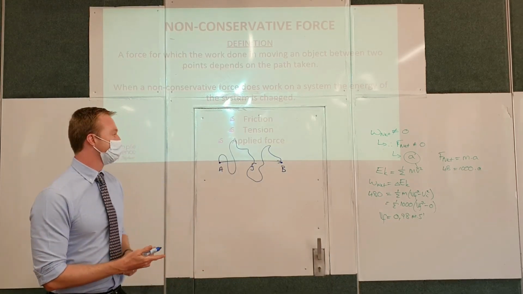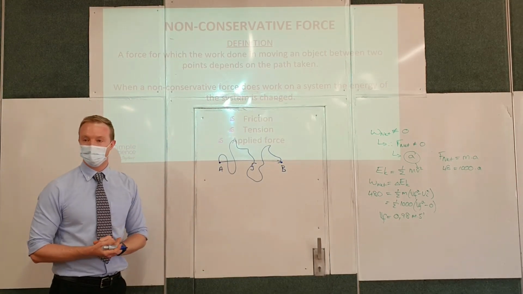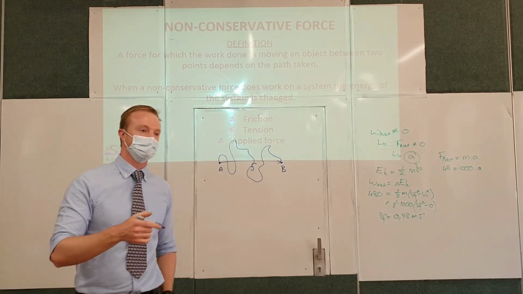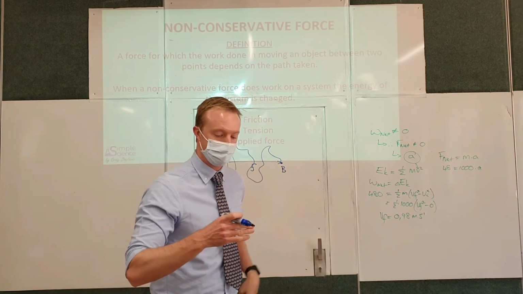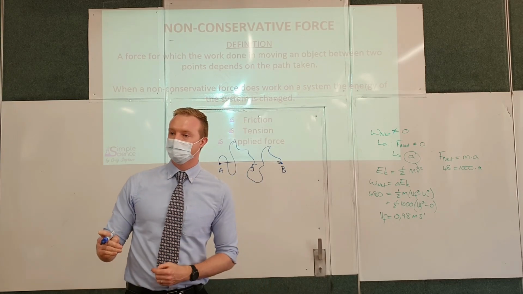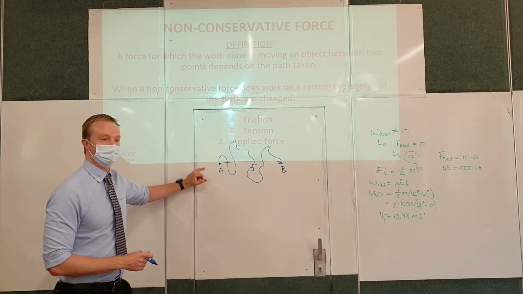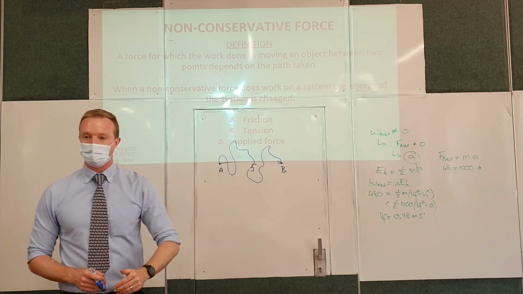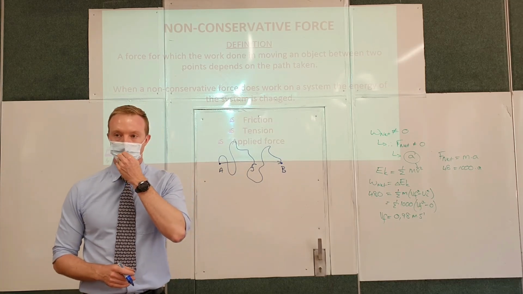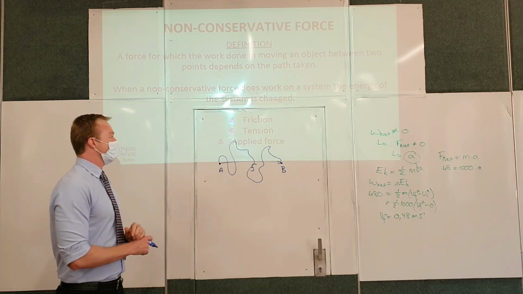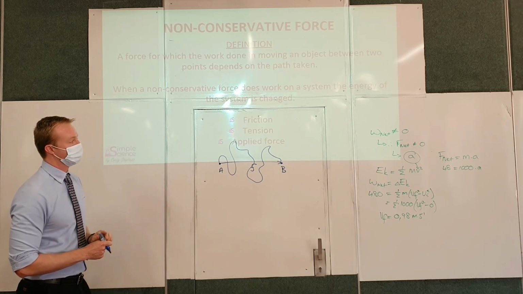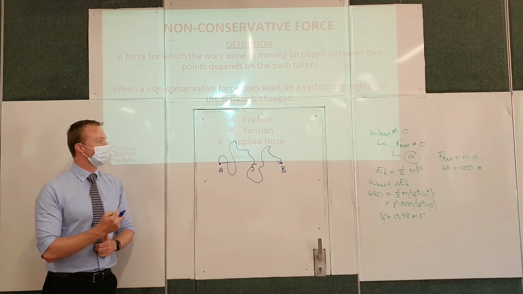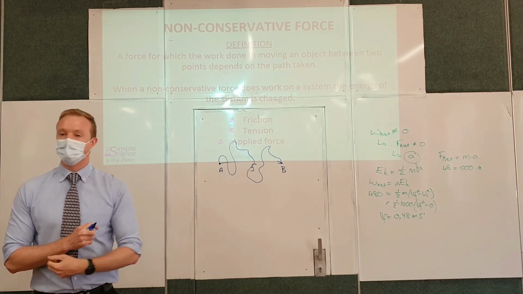So that is our big difference between conservative and non-conservative forces. Conservative forces, the path doesn't matter. What matters is where it starts and where it ends. For a non-conservative force, the path absolutely matters because you have to use energy to overcome that force every meter that you push this object. The non-conservative forces that we are going to deal with mostly are friction, tension, and the applied force.